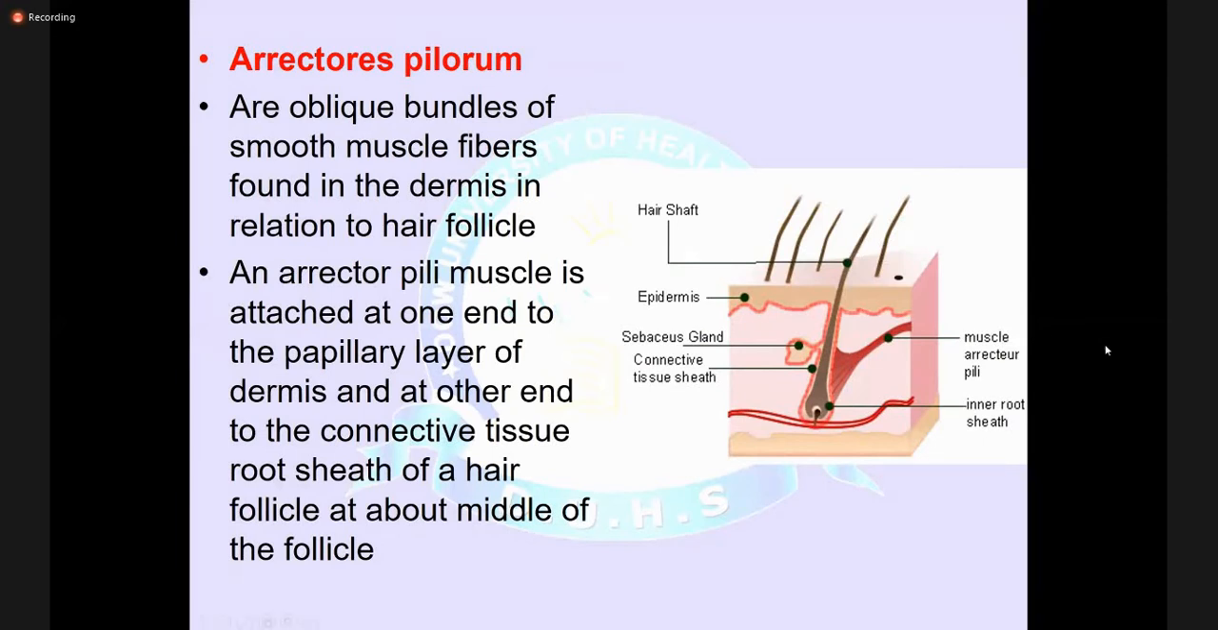Then comes the erector pili muscle. This one is the erector pili muscle, which is an oblique bundle of smooth muscle fibers found in the dermis in relation to the hair follicle. The erector pili muscle is attached at one end to the papillary layer of the dermis. This one is the papillary layer of the dermis, and at the other end it is attached to the connective tissue sheath. So it is present around the root of the hair follicle at about the middle of the follicle. This is the hair follicle, and it attaches in the middle of the hair follicle.